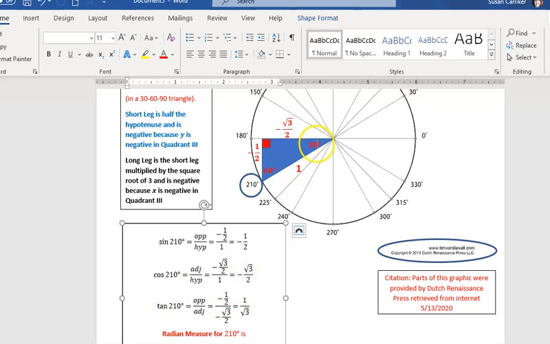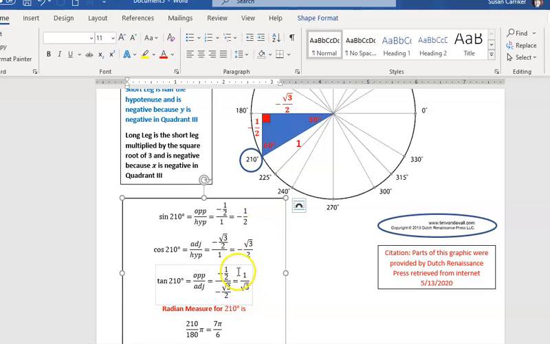And for tangent, you will do the opposite leg, which is the negative 1/2, and then the adjacent leg, which is negative square root of 3 over 2, and you would reduce that. Now, I did not rationalize this, but you could if you want. 1 over the square root of 3 is the same as the square root of 3 over 3.